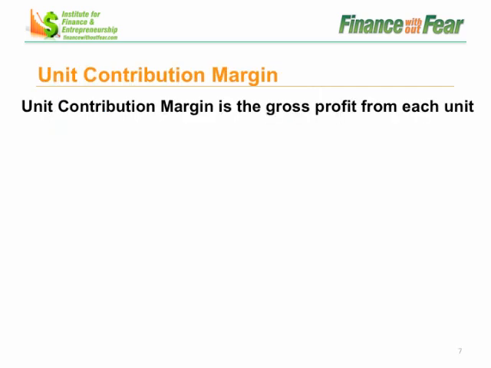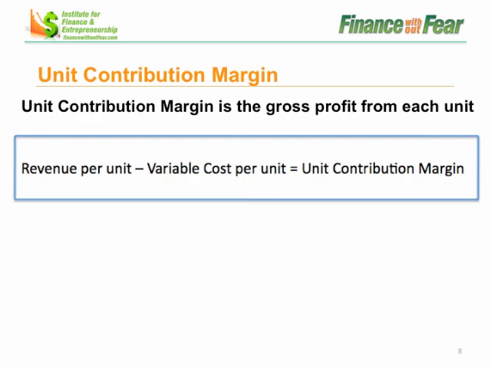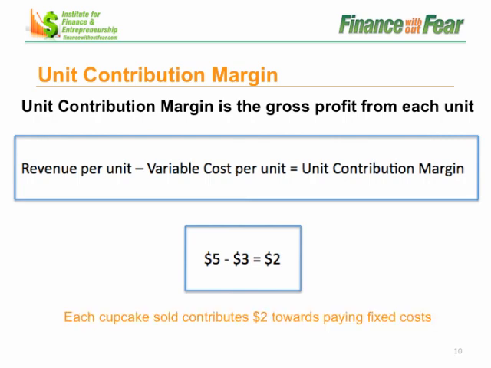So let's look at our calculations. We start by calculating something called unit contribution margin. Unit contribution margin is the gross profit from each unit. So it's the profit from each unit associated with the variable costs. We take revenue per unit, we subtract variable cost per unit, and we get unit contribution margin. In this case, we take the $5 sale price of cupcakes, subtract the $3 direct cost of producing the cupcake, and we're making $2 per cupcake, which can be applied to covering our fixed costs. So each cupcake is contributing $2 towards those fixed costs.